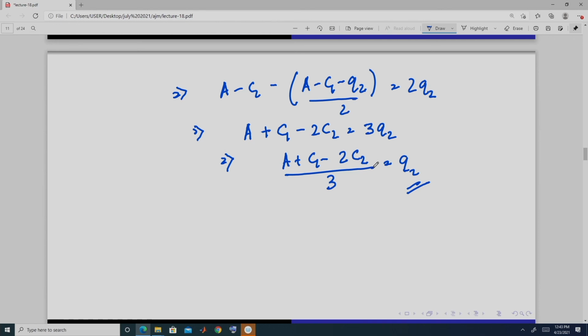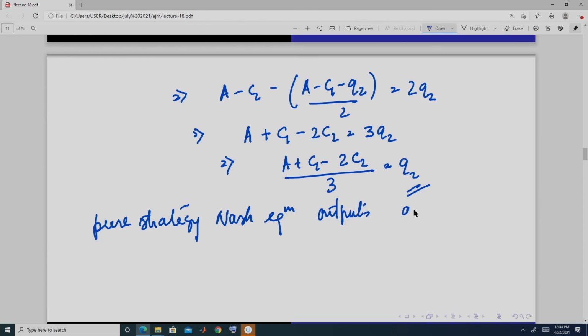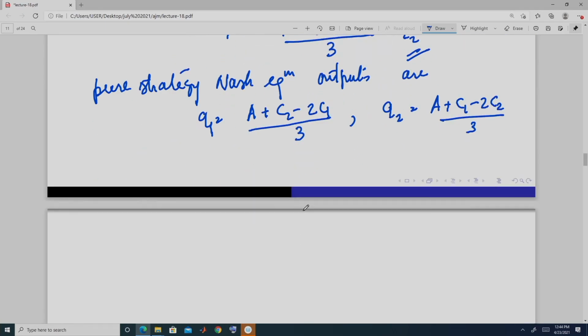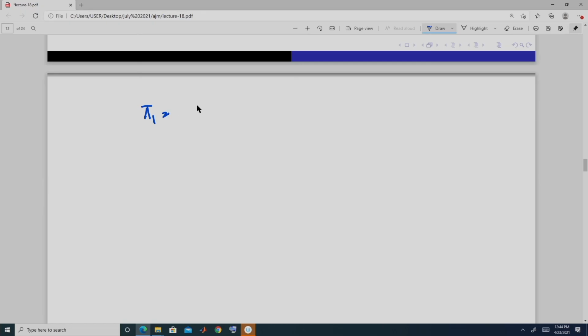So, that is why we have the Nash equilibrium here, or you can say the pure strategy Nash equilibrium outputs are Q1 equal to this, and when we plug these outputs into the profit function, we get the Nash equilibrium profit.